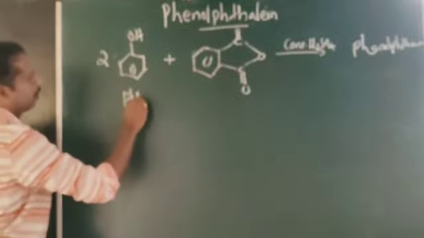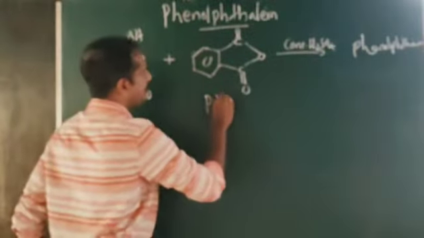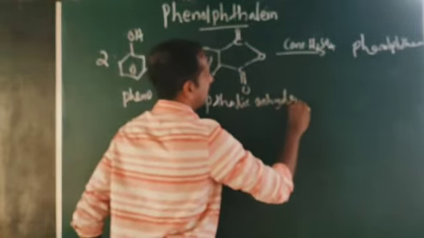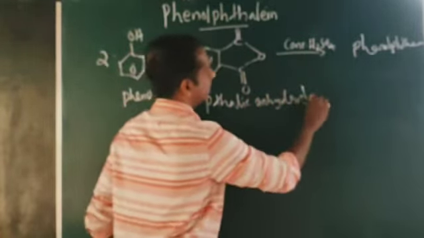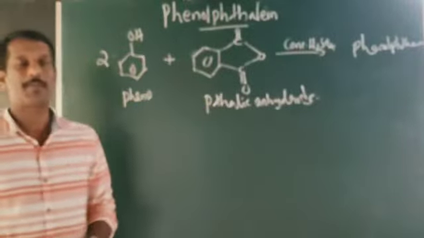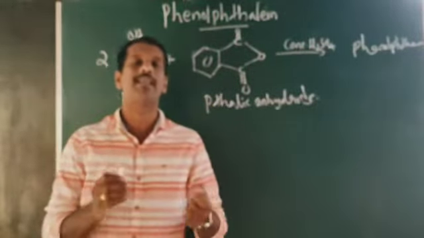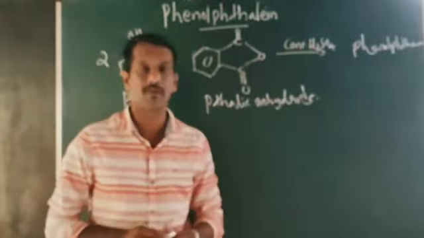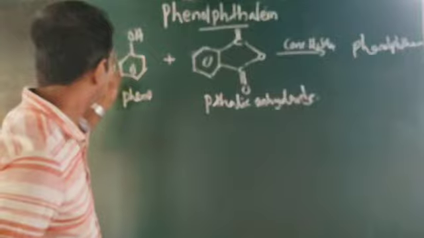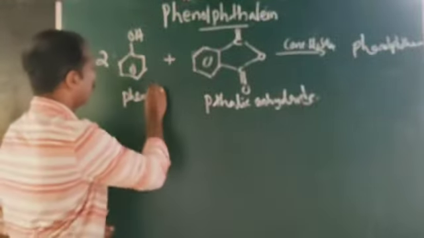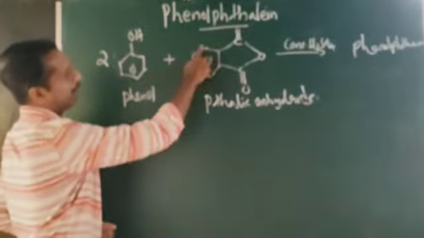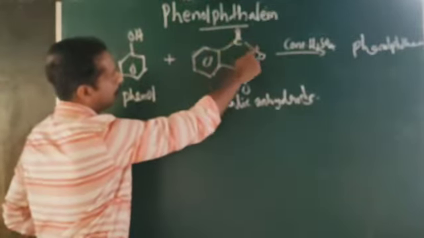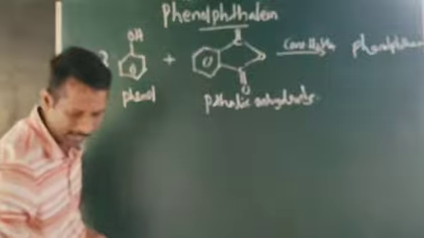So this is phenol with phthalic anhydride, in the ratio 2:1. Once again I repeat, phenolphthalein is prepared by the reaction between phenol and phthalic anhydride in the ratio 2:1 in the presence of concentrated H2SO4. So look here, 2 moles of phenol and 1 mole of phthalic anhydride. Look at the structure of phthalic anhydride: benzene ring, C double bond O, O, C double bond O. That is phthalic anhydride.